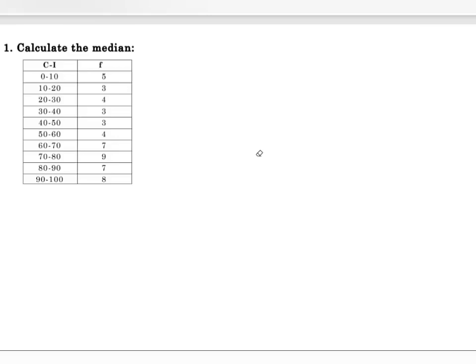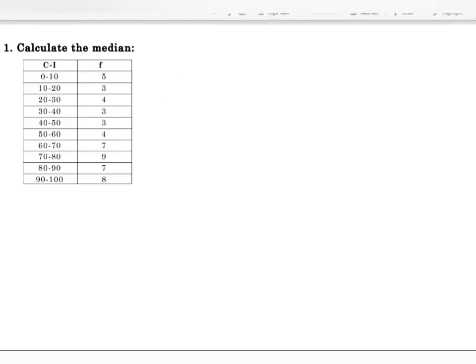Of today's session, calculate the median of the following data. Before moving to calculating the median, the first step is we should learn the formula. So do repeat with me.